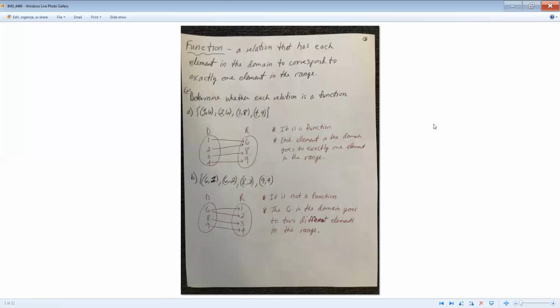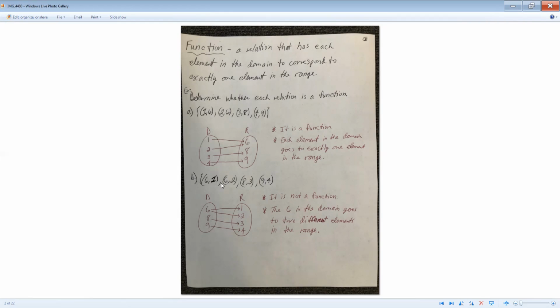A function is a relation that has each element in the domain corresponding to exactly one element in the range. So we have this example of (1, 6), (2, 6), (3, 8), (4, 9), and we wanted to determine whether it was a function or not. We can do a mini mapping of the first component going to the second component, and we will see if we line up 1, 2, 3, and 4 as your domain, 6, 8, and 9 as your range. Each element in your domain goes to exactly one element in your range. It just so happened that 1 and 2 both go to 6, but they only go to that one element of 6. So this first example would be a function.